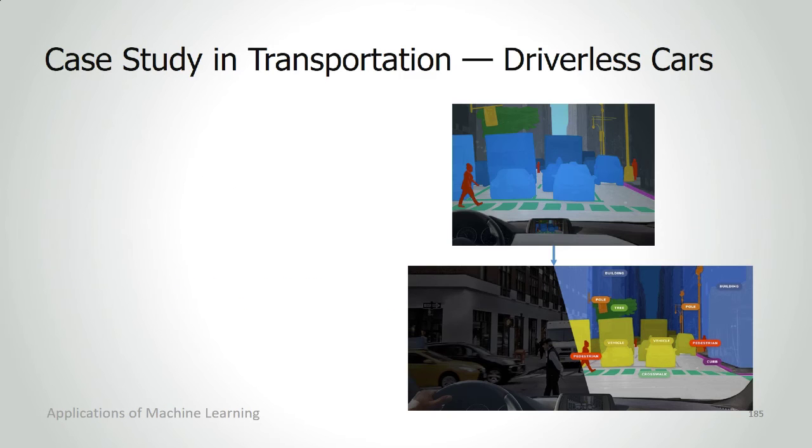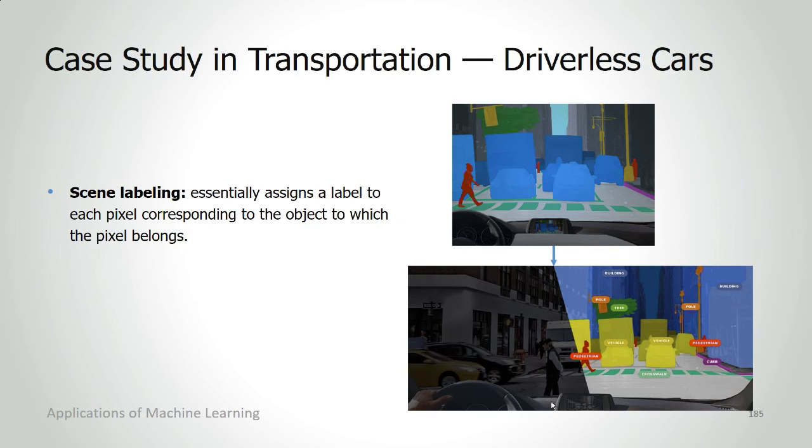We talk a little bit about annotation here. You have some scene, and then you need to label this scene. So you go from here to here, and there are several ways of doing this. There are actually four. One is you assign a label to each pixel corresponding to the object which the pixel belongs to.